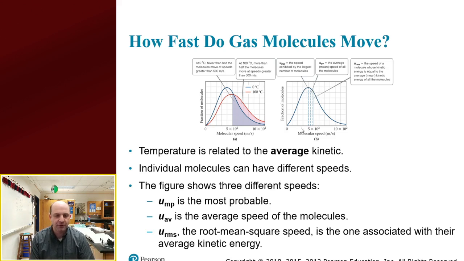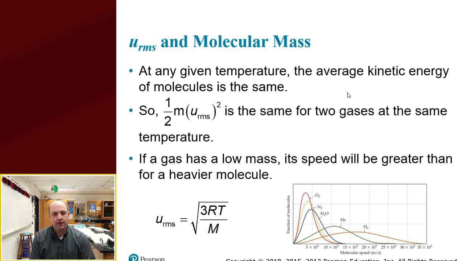But that root mean squared speed, that's the one we want to worry about, because that's where things go into our next gas law. So the key thing here with the root mean squared speed and molecular mass or molar mass: at any given temperature, the average kinetic energy is the same, which means this 1/2 mass times speed squared, that's kinetic energy, 1/2 mv squared. Well, the v is this u_rms, the speed for the root mean squared. It's the same for 2 gases at the same temperature.